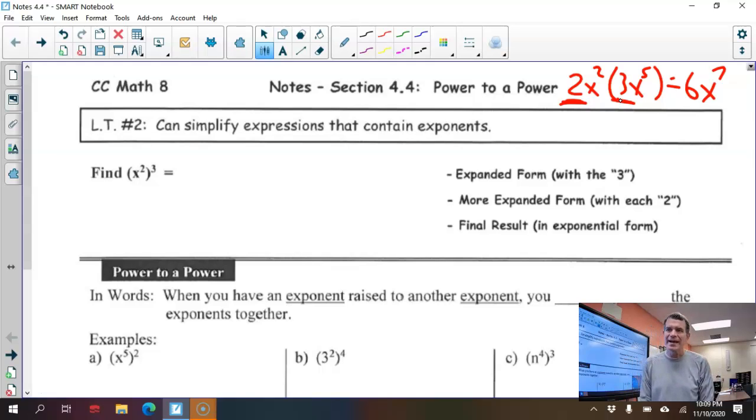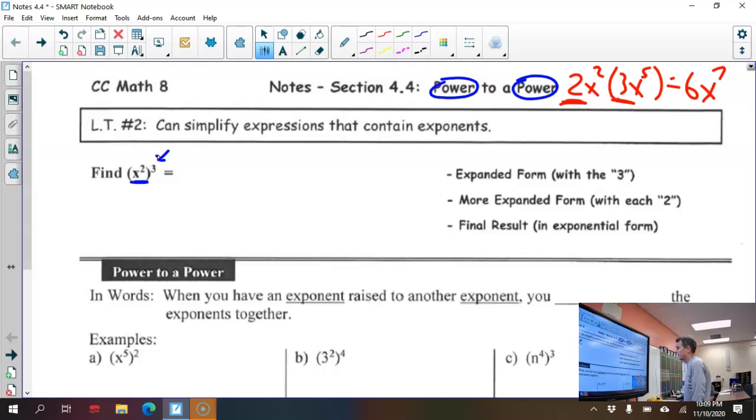Well, we're going to look today at what happens when you have a power to another power. That's like an exponent raised to another exponent. We're going to look at what happens with that. So first, I have an example of something with an exponent raised to another exponent. And we're going to see what happens here.